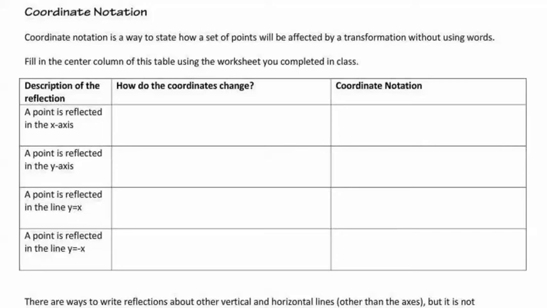The information that I'm going to get for this first column, how do the coordinates change, comes off the worksheet we did in class. So we did a worksheet where you had 6 points you were given, and you were given various lines that you had to fill in. It was a table. And then down below that table, there were 4 questions you had to answer, describing how the coordinates changed. That's where this is coming from. Okay, so a point is reflected in the x-axis. And we said from that paper that when you reflect a point in the x-axis, the x-coordinate stays the same. And the y-coordinate becomes its opposite.